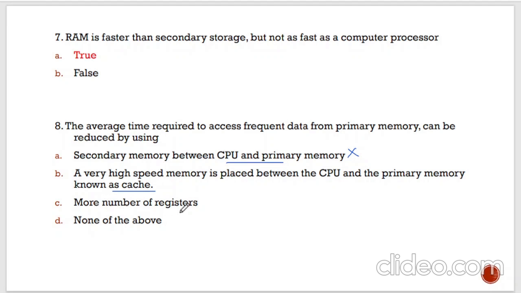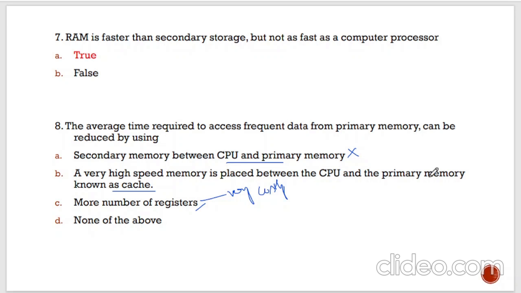Now coming to the next option, more number of registers. Do we have to use more number of registers? We can, but it is not an easy task. Registers are very costly. After that, the costly one is cache memory, and after that the primary memory is very costly compared to the secondary memory. So if we use more registers, the cost of the computer system will be increased. So we can use a cache memory in between CPU and primary memory.